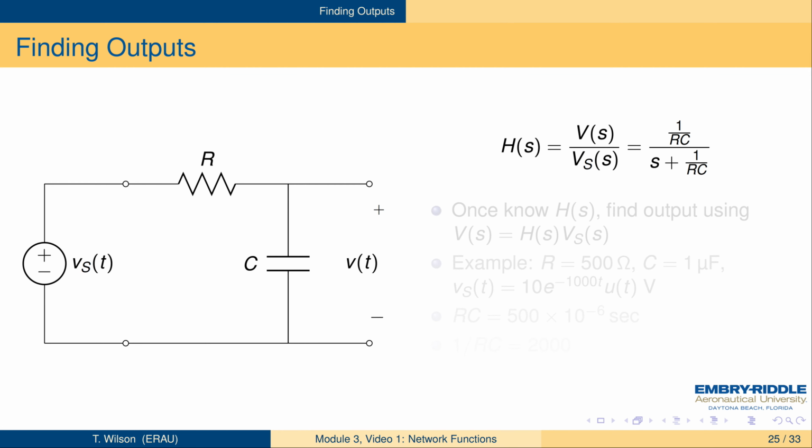So if you have transfer functions, how do you find the output of a circuit? Here's our RC circuit. Here's our transfer function, 1 over RC over S plus 1 over RC. The transfer function is the ratio of the output in the S domain, even though we've labeled it here on the circuit in the time domain, to the input in the S domain.